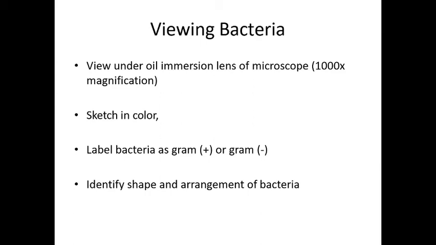Now, what I need you to do is sketch the bacteria as you see in the microscope and label whether it is a gram positive or gram negative bacteria. In addition, I want you to identify the shape and arrangement of bacteria, like whether it is monococcus, streptococcus, etc., or is it a colony, or is it a rod-shaped bacteria or a cocci-shaped bacteria, that is circular bacteria. So these are the things I want you to note down in your lab notebook.